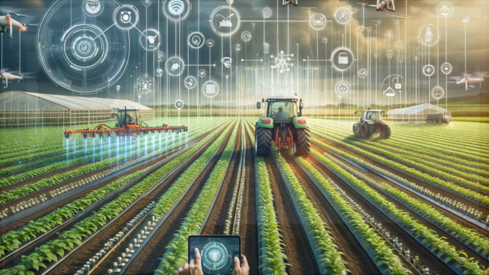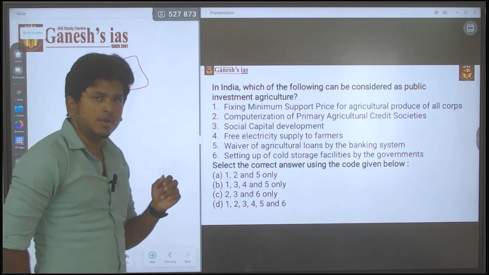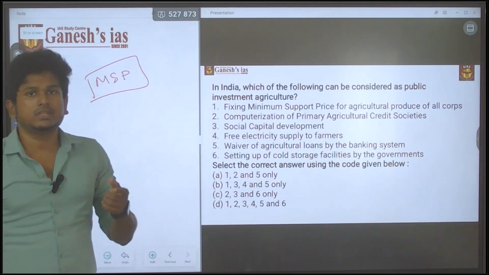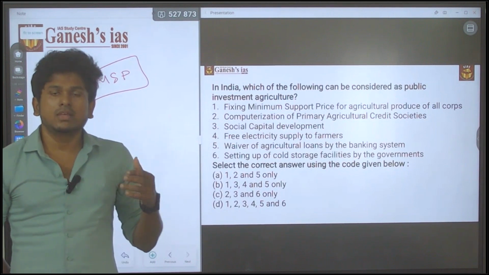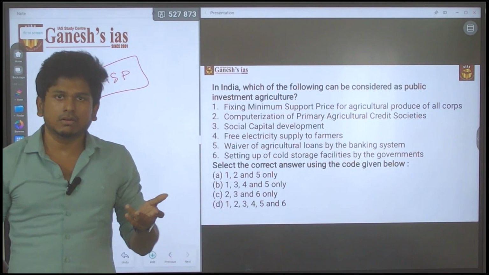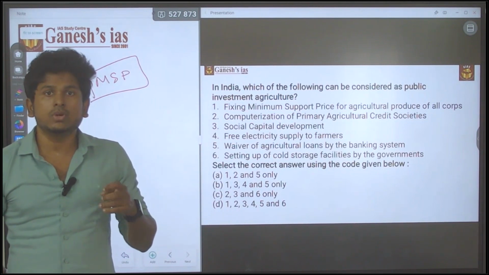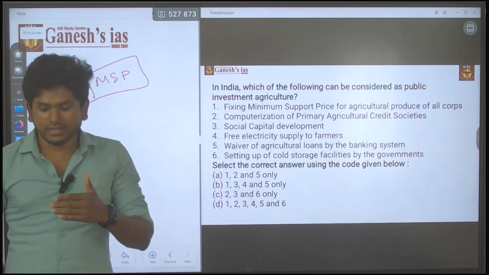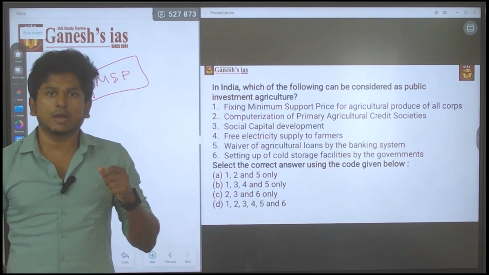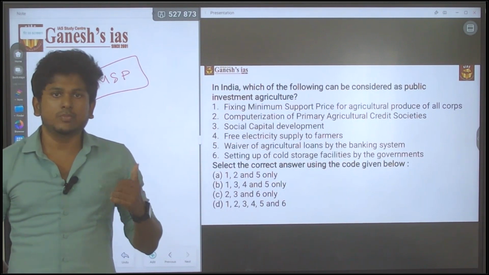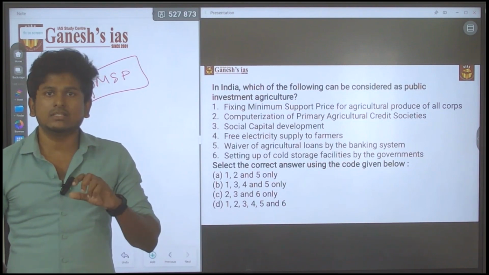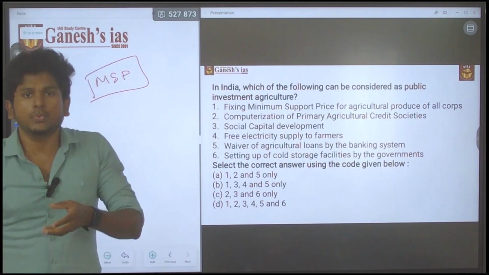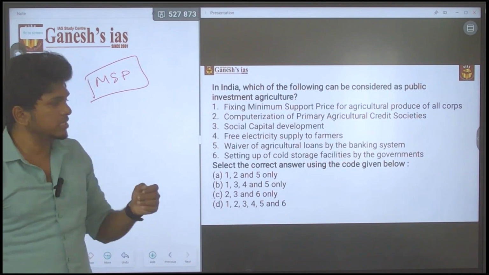Next, computerization of the primary agriculture credit society. Computerization means you are infusing certain technology into the agriculture sector. The statement itself says computerization, so you are going to buy certain products. It may be computers, software, any IT technologies. They are investing in it, so that is public investment. That is producing certain capital, as computers will be in the extension service. In the research field there should be certain computers also. That computer may forecast the weather, and the computer may forecast pest issues. They are producing certain capital assets, making the investment as a computer. So that is public investment in agriculture. So statement 2 is correct.